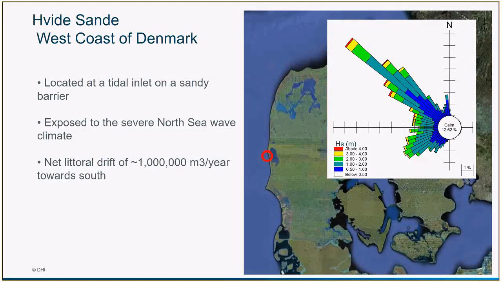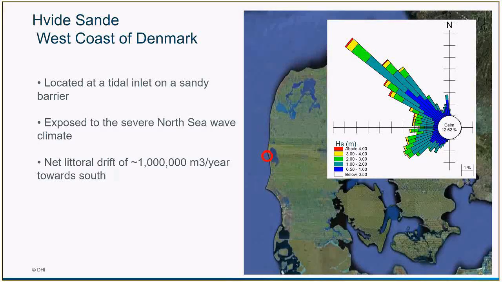So we can easily recognize Denmark again. We are not located on the islands as Copenhagen, but now we're looking at a site located on the North Sea, called Hvidsten, on the west coast of Denmark. It's highlighted by the red circle. This harbor town is located at a tidal inlet on the sandy barrier. And as indicated by the wave rose plotted here, we have a very, very severe wave climate.